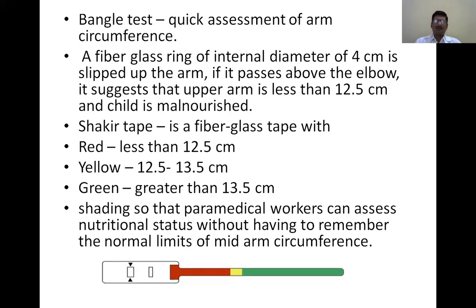Even a paramedical worker, if they measure the upper mid-arm circumference, can easily assess using these colors. The paramedical worker can easily assess the nutritional status without having to remember the normal limits of mid-arm circumference. We need not know the normal limits. Simply by seeing whether the circumference ends in red, yellow, or green, we can easily assess.